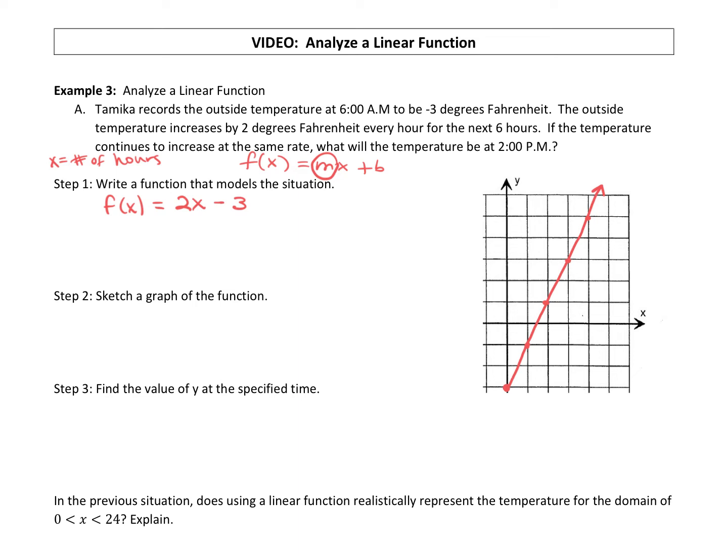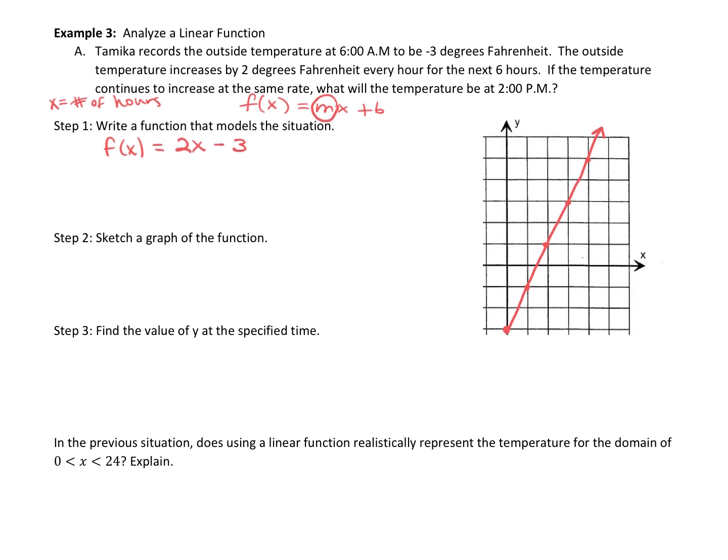A reasonable domain for this would be when the time is 0, no time has passed at 6 a.m., and then all the way to however long we want to clock the temperature at different hours. And a range, because it's increasing by 2 degrees every hour, a reasonable range would be temperatures that are greater than -3, because that was our temperature when we clocked it, and then it increased 2 degrees every time. It's always good to make sure we understand what a reasonable domain and range would be for a situation.